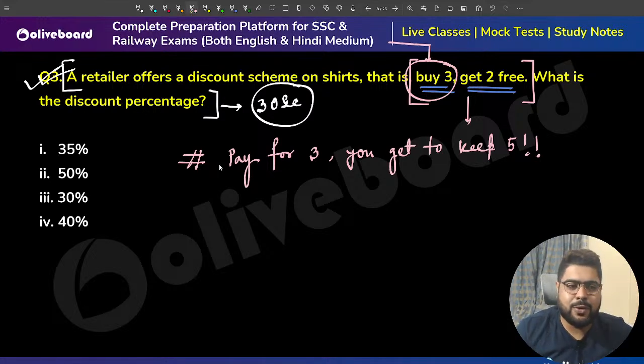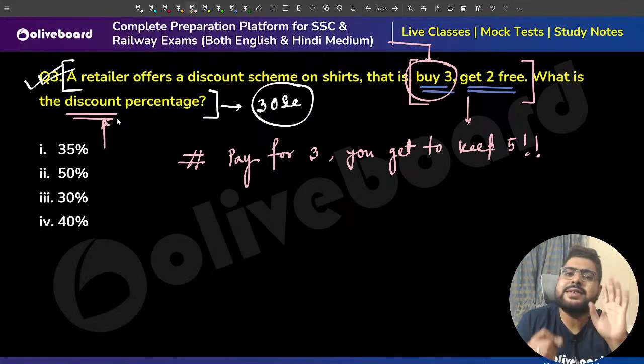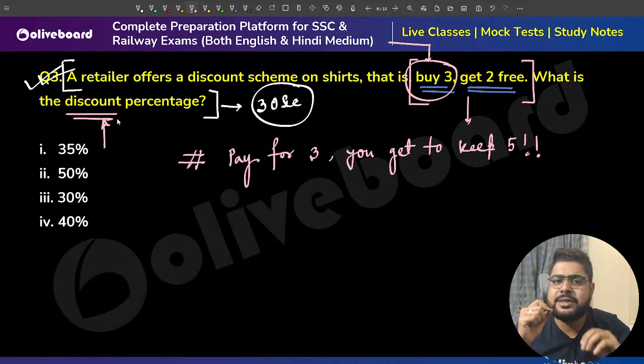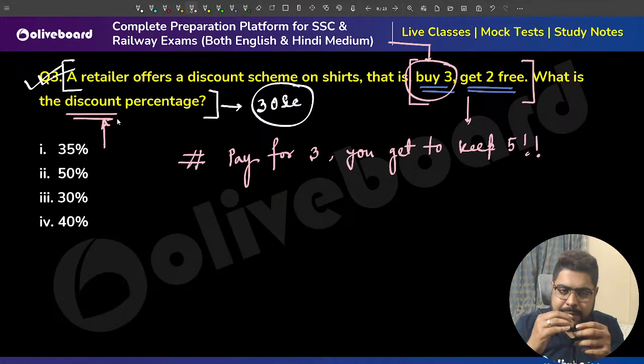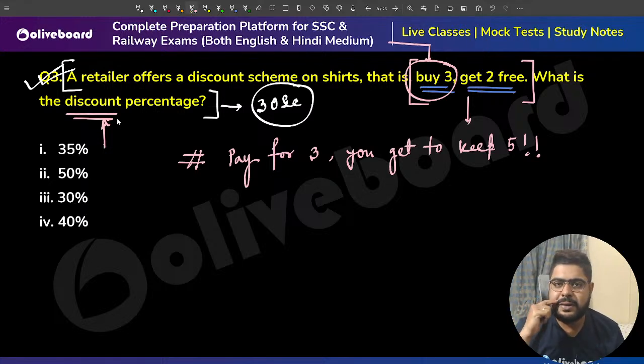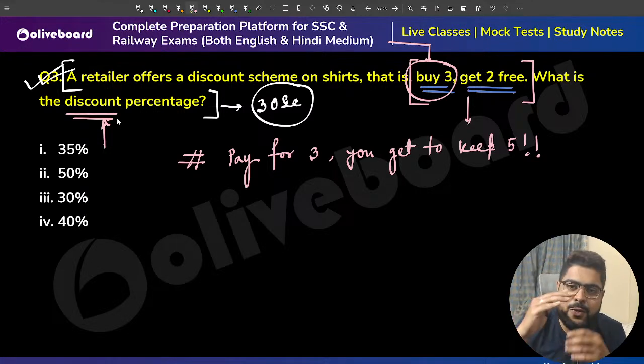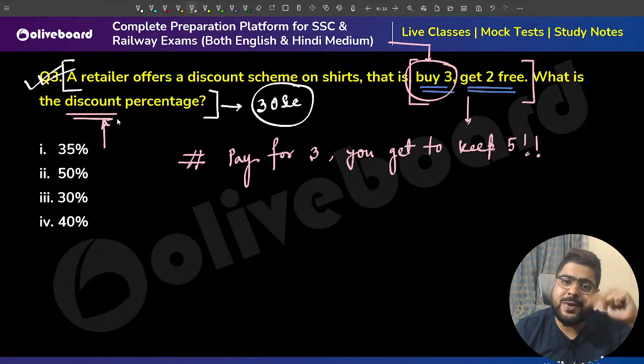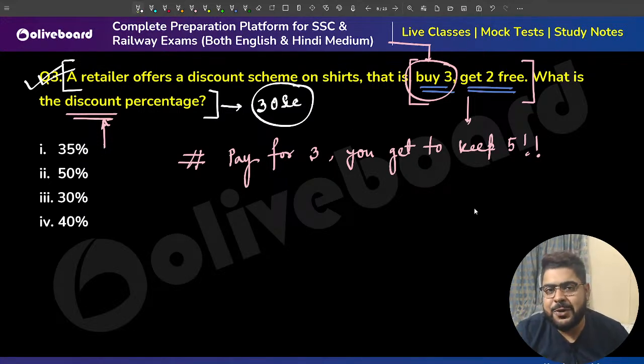Now they are asking the discount percentage. Always remember, discount percentage means you need to put yourself in the shopkeeper's shoes. Because who gives you discounts? The shopkeeper, the person who is selling you the product. So always think from that perspective. So what is the shopkeeper saying to you?